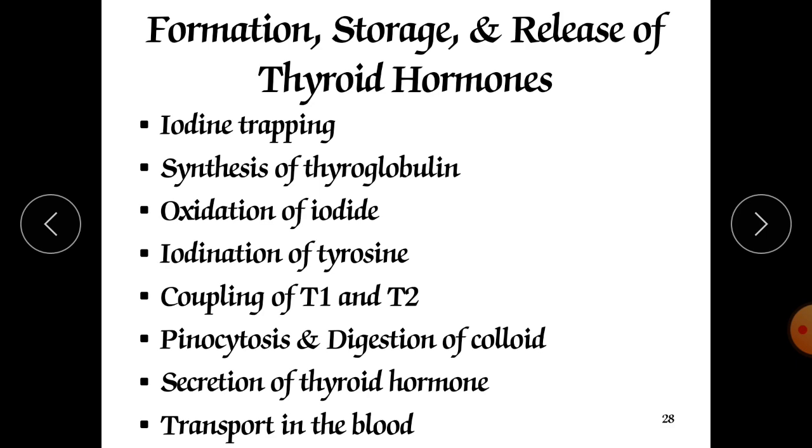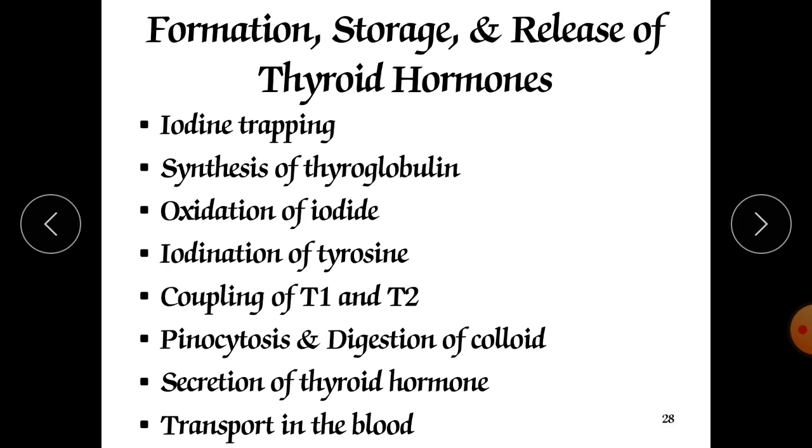First is iodine trapping, meaning whatever iodine we take in our diet is going to be trapped, taken up. The thyroid follicle cells trap iodine, in the form of iodide ions. It is actively transported from the bloodstream into the cytosol of the cells of our thyroid gland, and as a result the thyroid gland normally contains most of the iodine in the body.